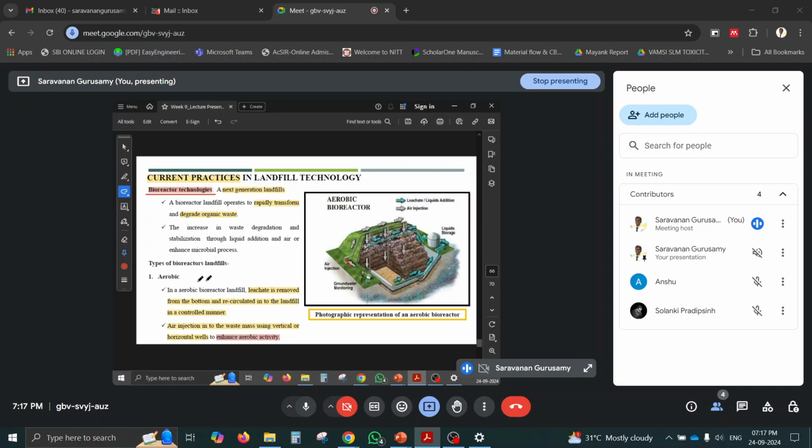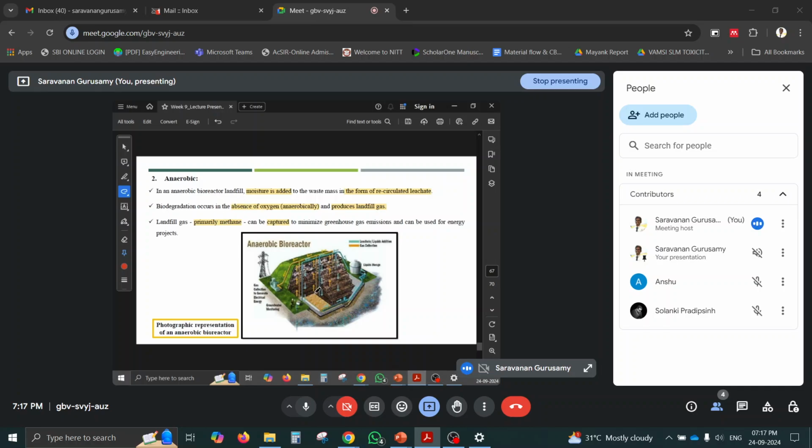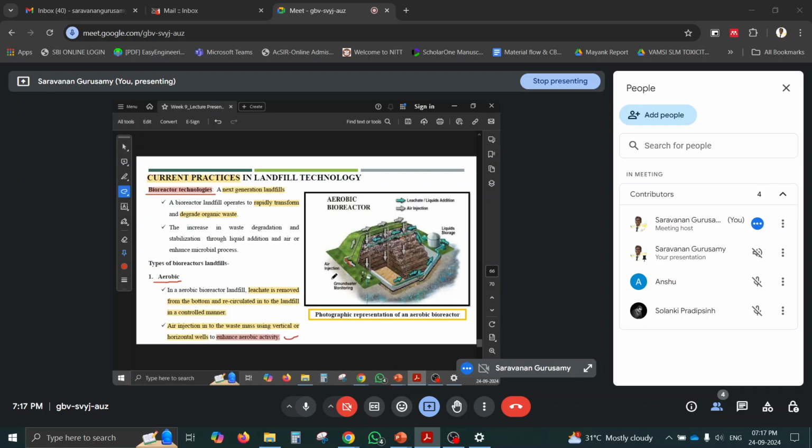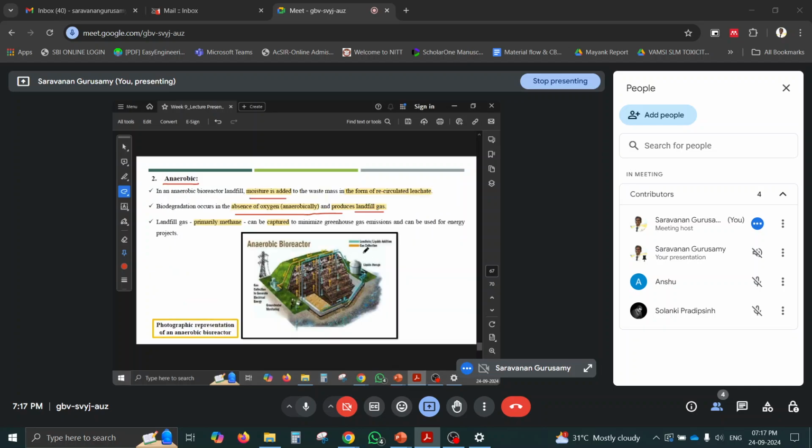Again, bioreactor landfills are of two types. One is aerobic: both leachate and air are circulated, which enhances the aerobic activity. Once only the leachate is circulated and gas is not circulated, I mean gas is only collected but aeration is not there, then it is called anaerobic. Only moisture is added, in the absence of oxygen, so it will be an anaerobic system and landfill gas will be produced. But in the aerobic one there is no problem of landfill gas. In the anaerobic one, a gas collection system is required to collect the biogas.